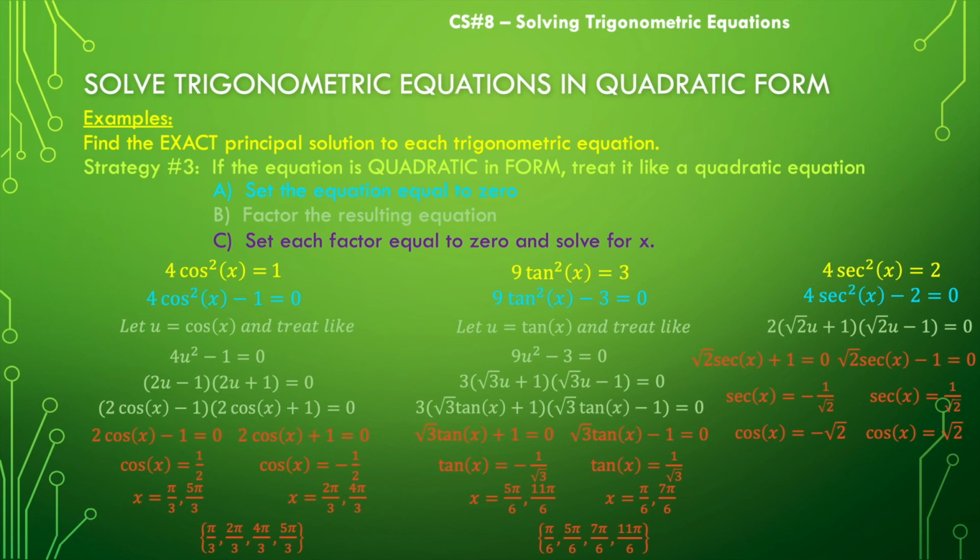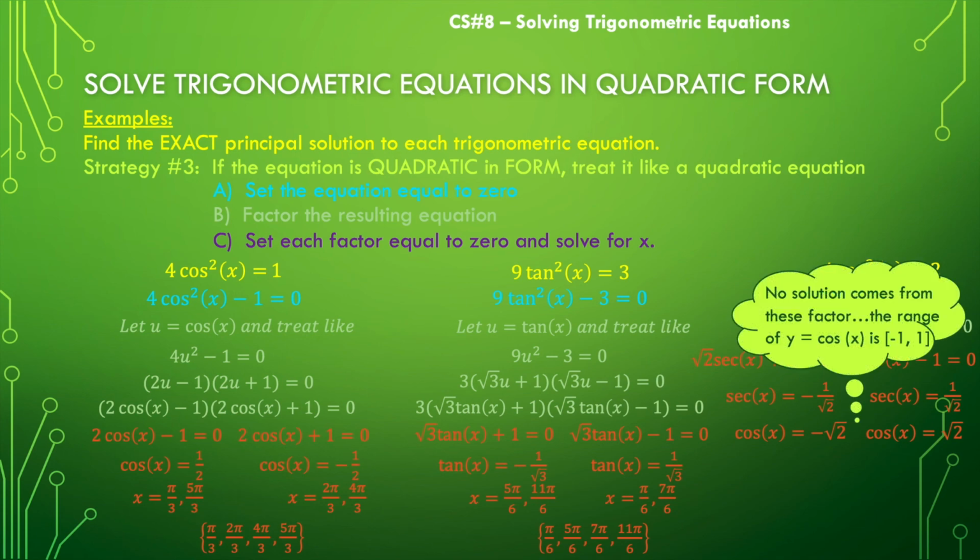Okay, so where does that happen? Where is cosine plus or minus the square root of 2? And that's another one that is greater than 1 and less than negative 1. So it falls out of the range of y equals the cosine of x. So we are going to go ahead and say that this equation has no solution.